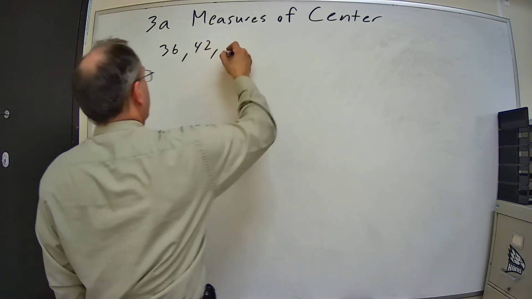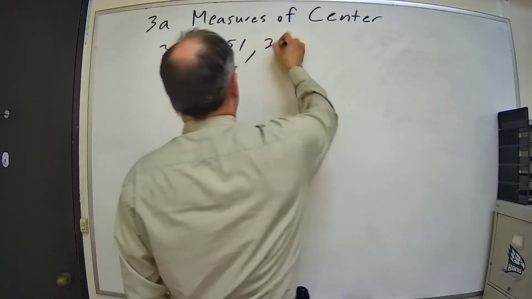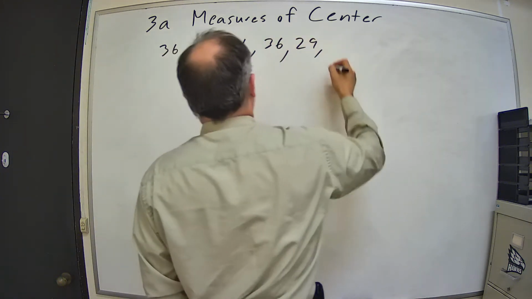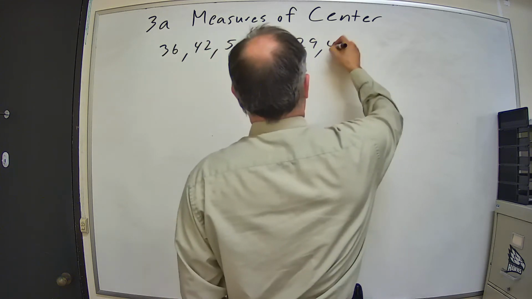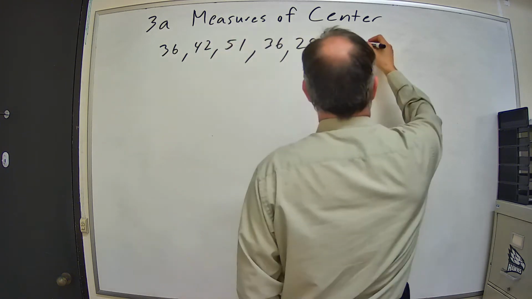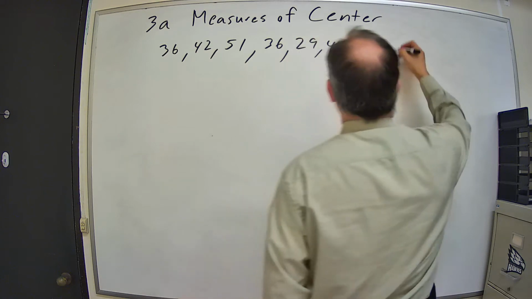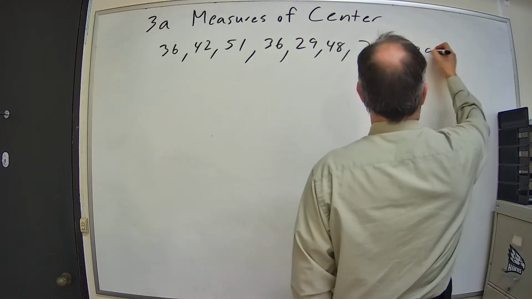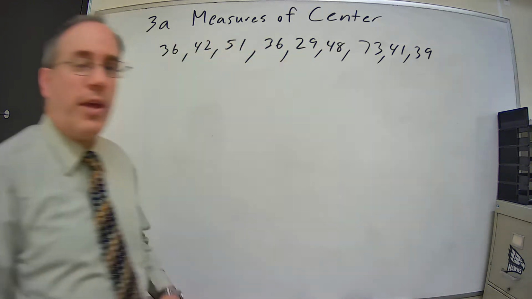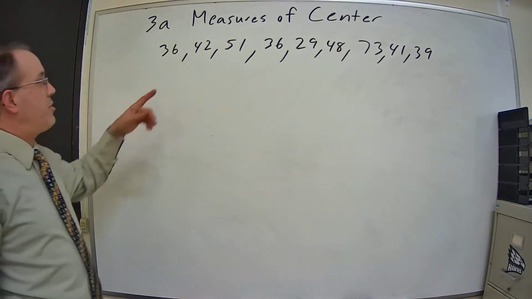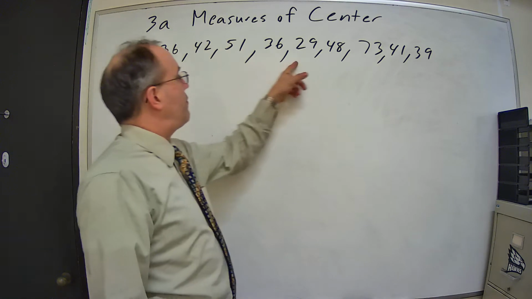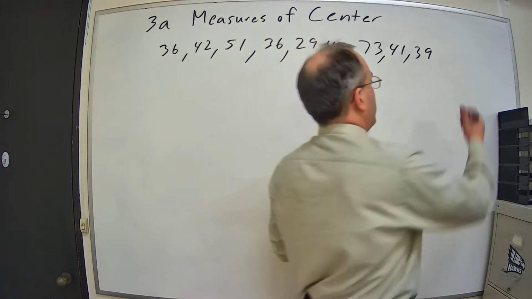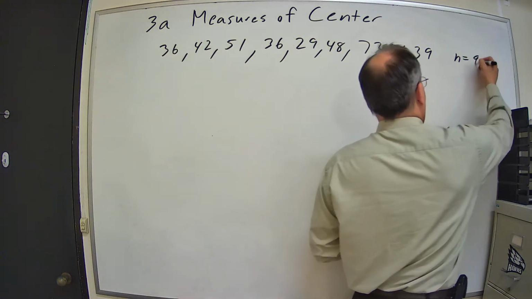36, 42, 51, 36, 29, 48, 73, 41, 39. So now I have a number of data points. How many do I have? Just to count: 1, 2, 3, 4, 5, 6, 7, 8, 9. So n is equal to 9.